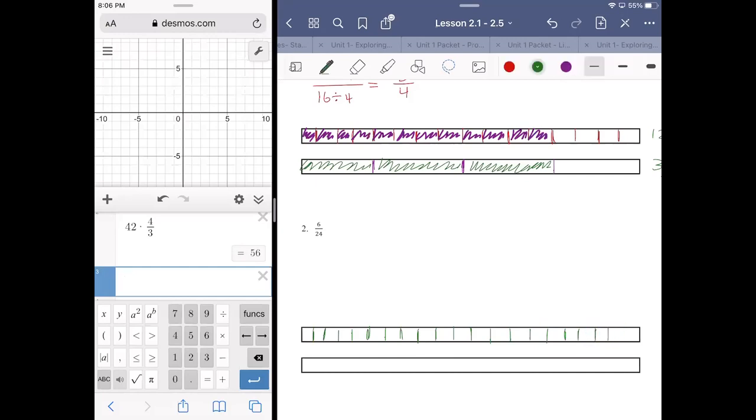So 1, 2, 3. And then you could, like I said, just work on the spacing. It looks like on the low end it's fine. I just kind of need to even it out on the high end, and that's okay.